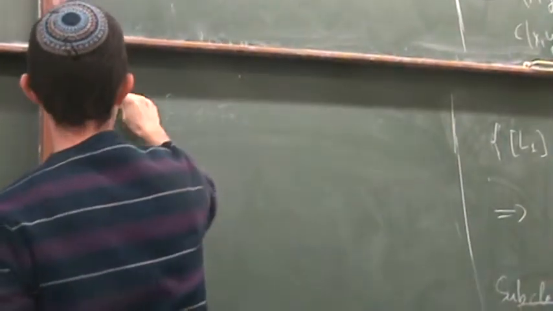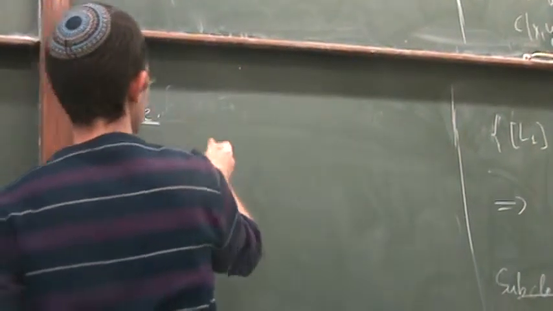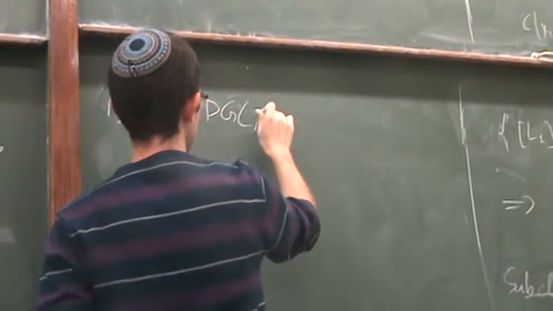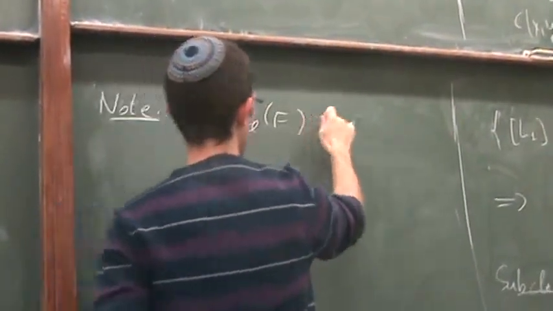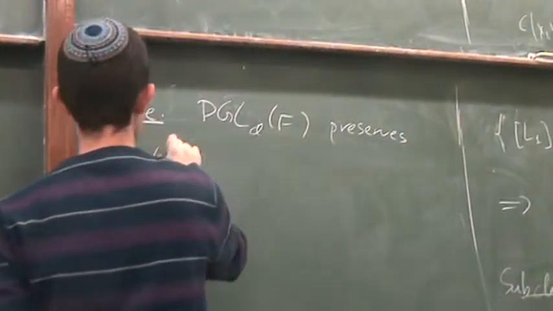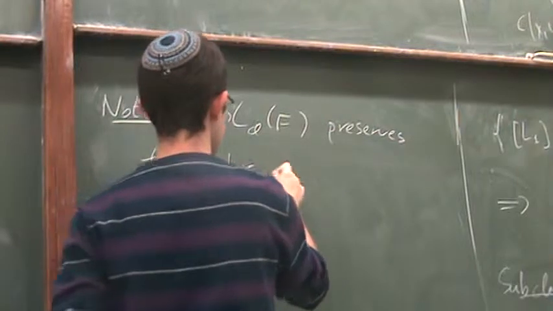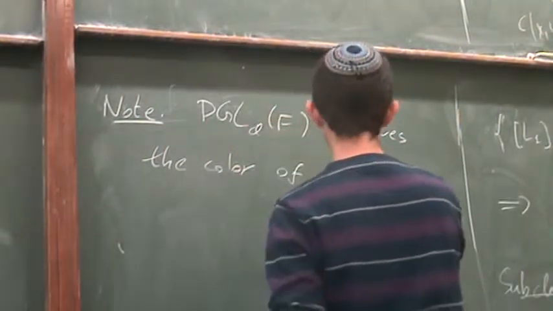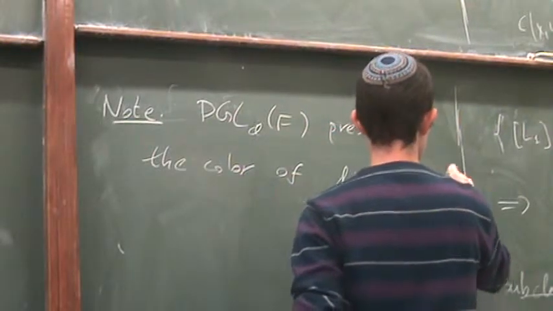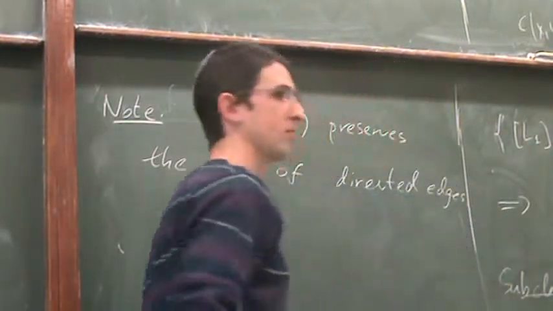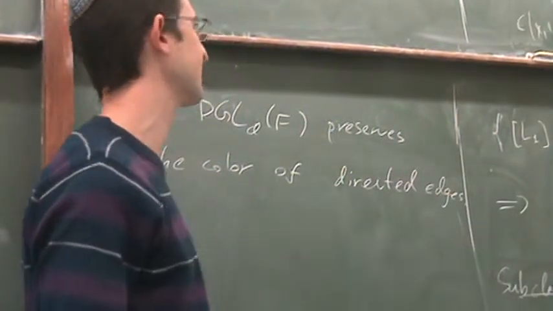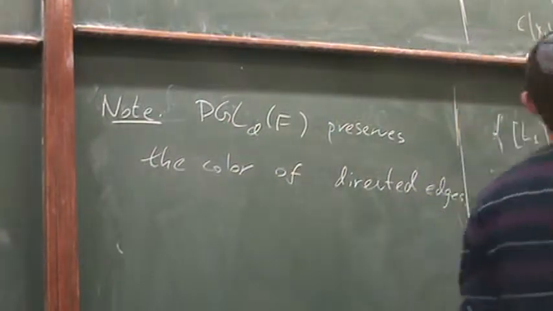So notice PGL_d(F) preserves the color of directed edges. So it does not preserve the color of the vertices, but it does preserve the color of the directed edges.